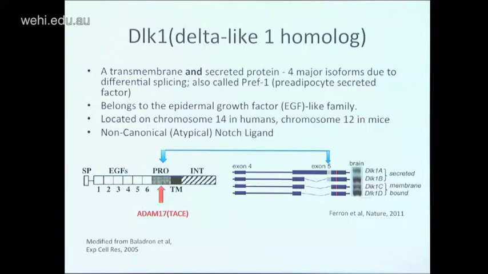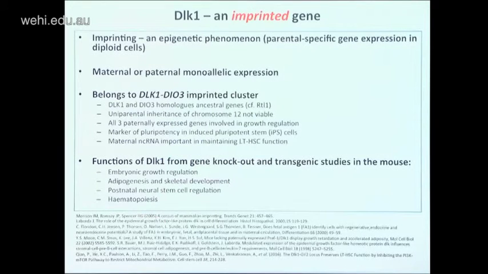Now, it's quite an interesting protein. It's been widely published to be a non-canonical atypical Notch ligand. There are some controversies about this, and some of its actions have nothing to do with the Notch signaling, but most of the literature supports that it is an atypical Notch ligand that works as an inhibitory factor. So another really interesting characteristic is that it's an imprinted gene.